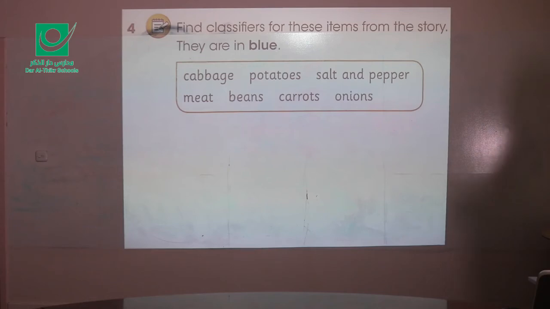Find the classifiers for these items from the story. They are in blue: cabbage, potatoes, salt and pepper. See here, salt and pepper, not salt and pepper. You don't say the full "and". Meat, we are going to talk about this. Meat, beans, carrots, onions. So what did he say about cabbage?